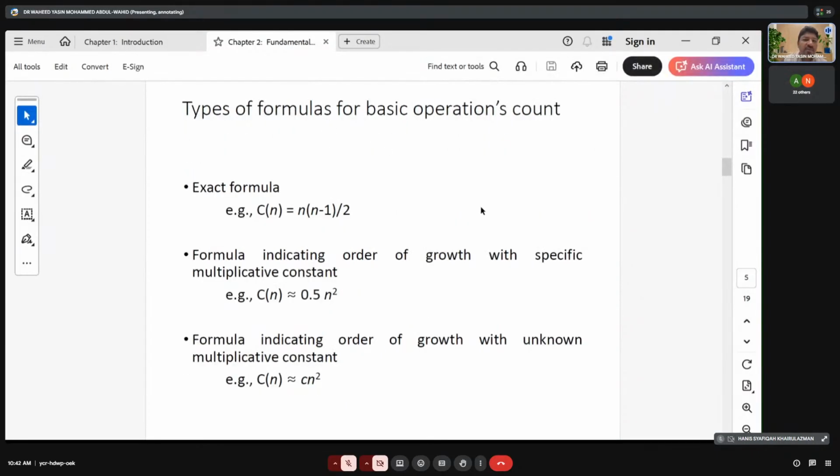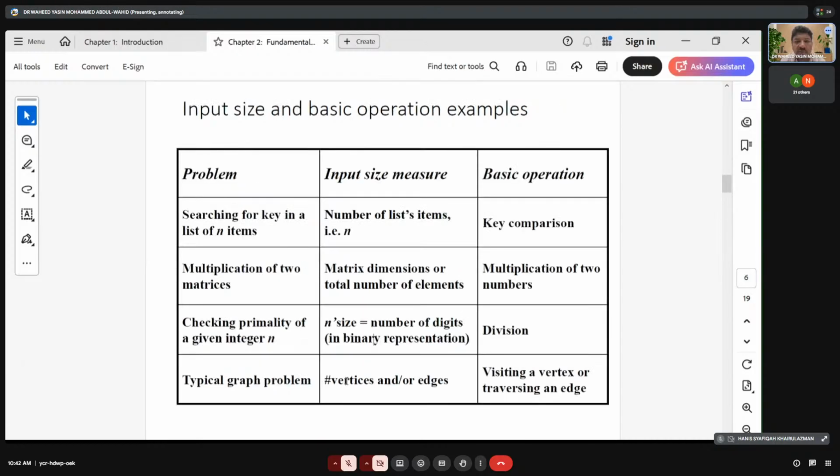Types of formulas for basic operation count. Exact formula: C(n) equals n times (n minus 1) divided by 2. Formula indicating order of growth with specific multiplicative constant: C(n) approximately equal to 0.5 n squared. Formula indicating order of growth with non-multiplicative constant: C(n) approximately equal to c n squared.